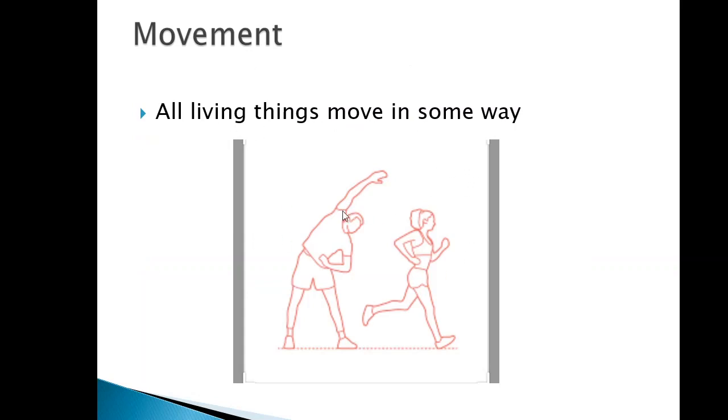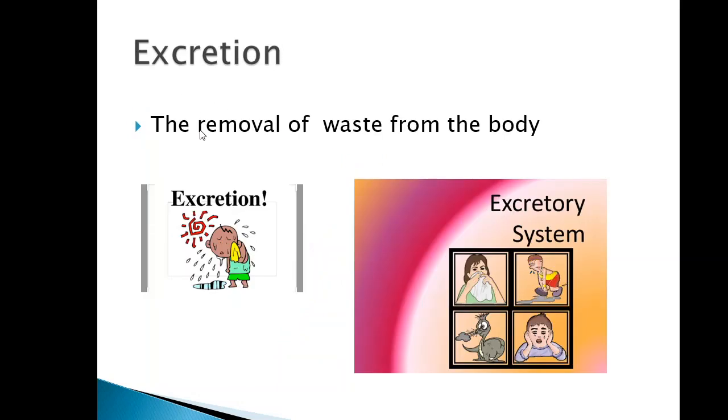Now movement, all living things move in some way. We are saying in some way because people are able to move from one place to another, but plants don't. Okay, so plants move in some way, like maybe they bend towards the sun, or maybe their roots grow towards the water source, or maybe they grow up straight. Okay, and excretion, this is just the removal of waste from the body.